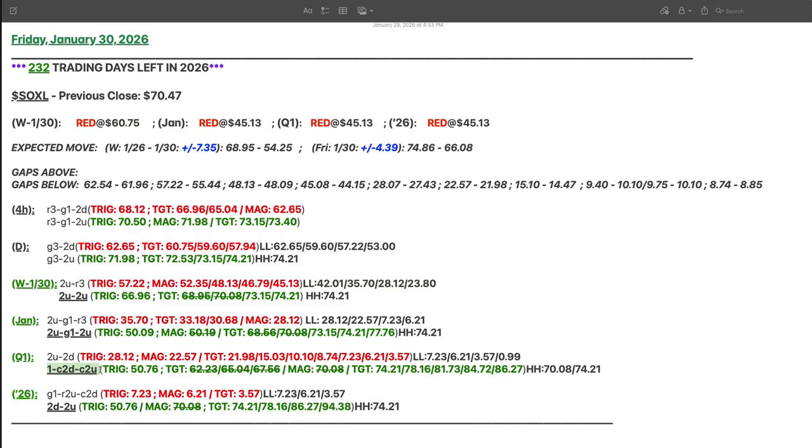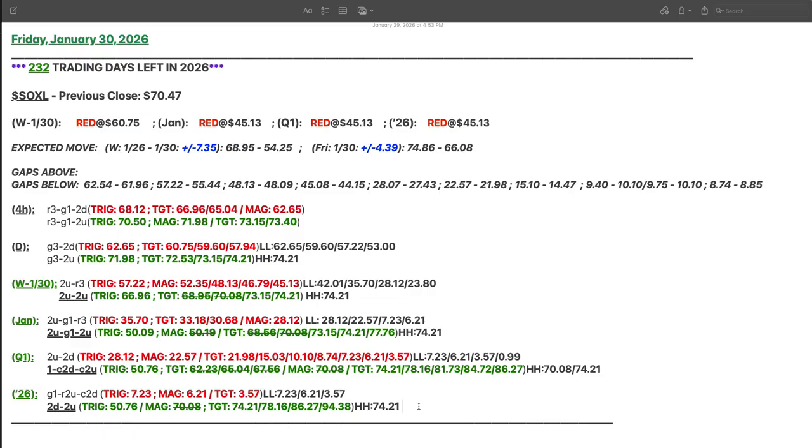On the quarter, 1 combo, 2 down, combo 2 up, like we talked about earlier. It's already reached magnitude as well, so we're just looking towards the all-time high and extended targets there. And the same with the year. We got that 2 down, 2 up reversal. We reached magnitude, and we're just looking at the all-time high and extended targets from there. All right, so there you have it.